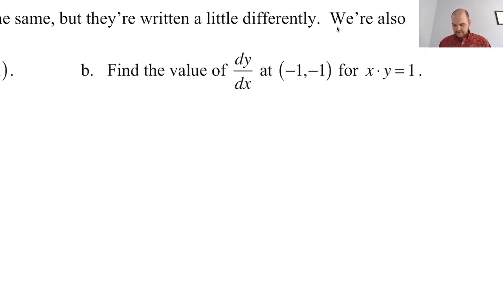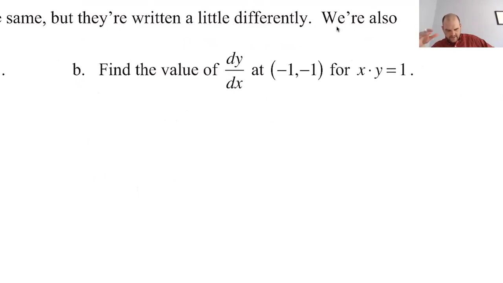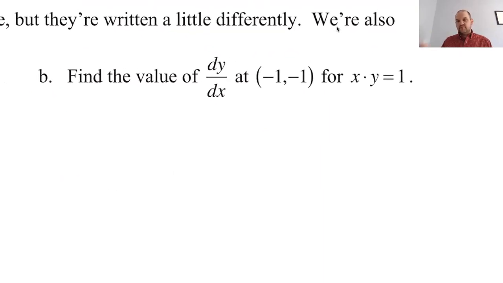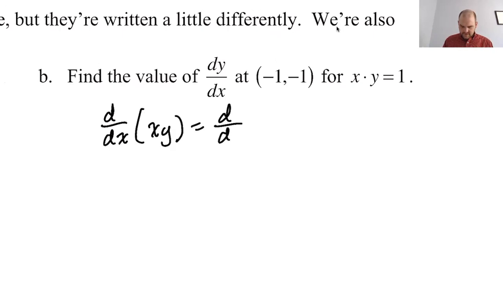Okay. Now let's see this problem. All right, so find the value of dy/dx given that x times y is equal to 1. So we're going to do this a little differently. It's the first time we've done it. We're going to take the derivative implicitly. So what I'll do, I'm going to take the derivative of both sides with respect to x. So I'm going to say d/dx of xy equals d/dx of 1. So I'm taking the derivative with respect to x of both sides.